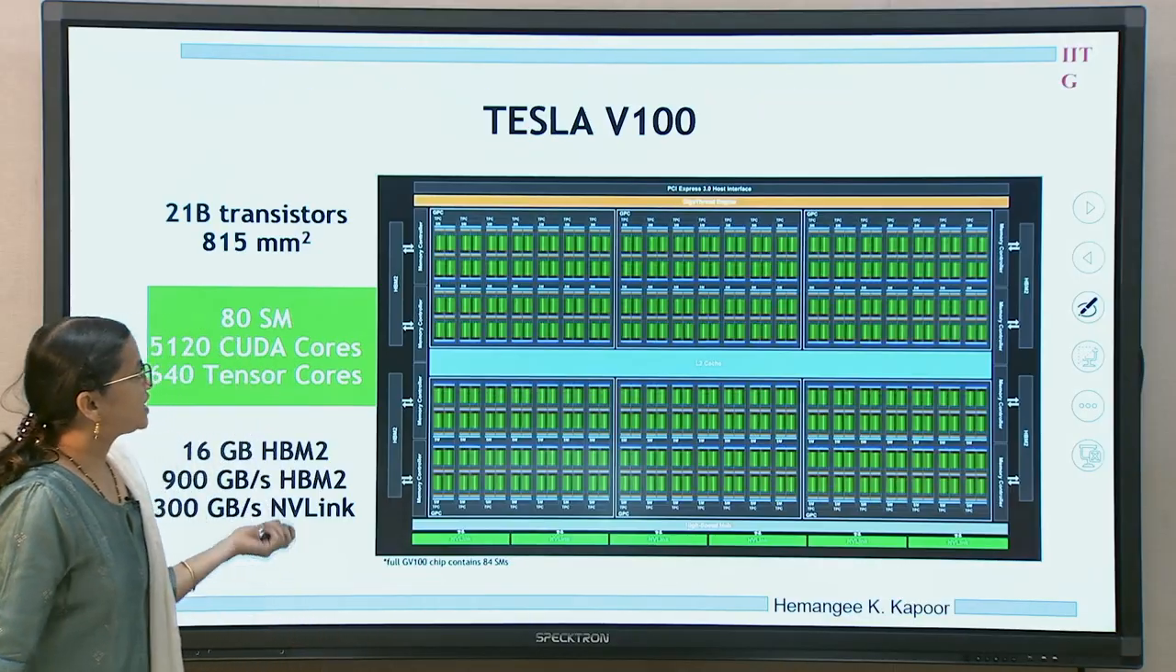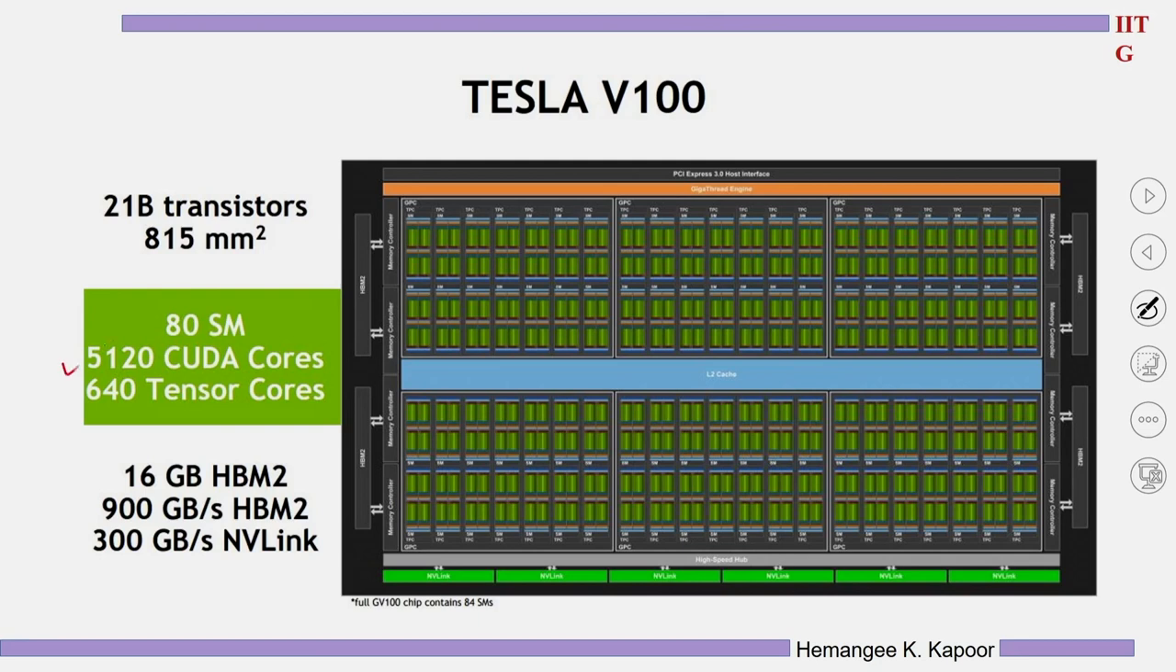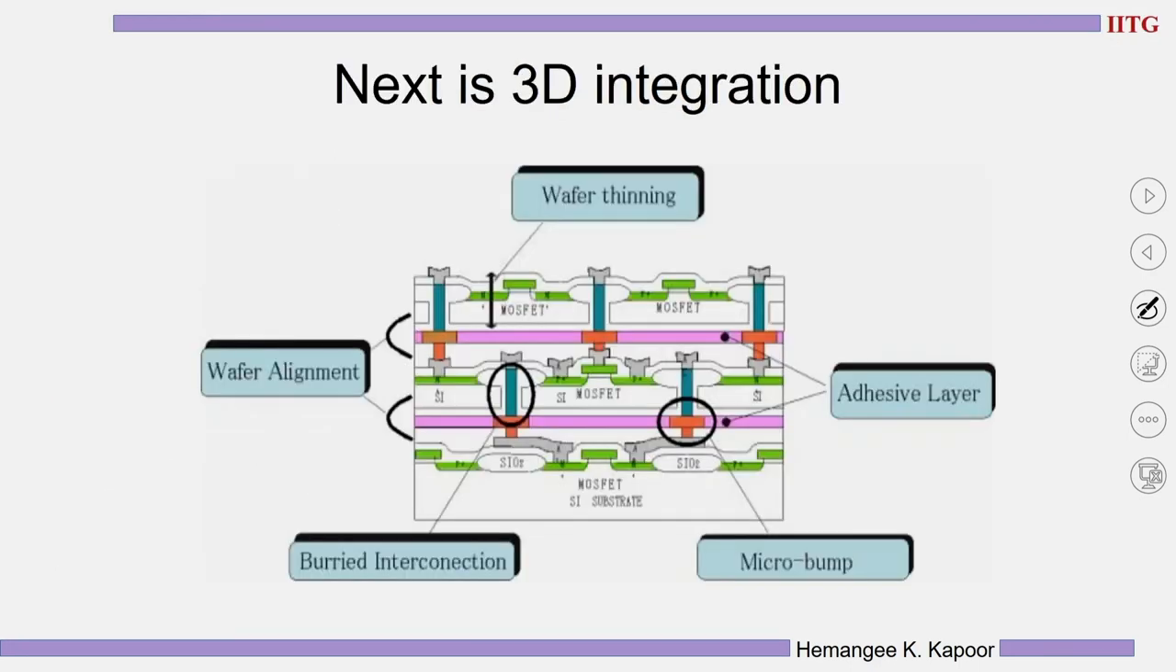This is a picture of the Tesla V100 GPU, 5000 CUDA cores, 640 tensor cores, and see the amount of memory it can support. This is the amount of memory and the bandwidth it can support, and the number of transistors is 21 billion, and it fits in an 800 plus mm square chip, right? So all these multiple cores are made available to us because of the number of transistors. It's our job to handle them properly and write software which can utilize all this, and so on.